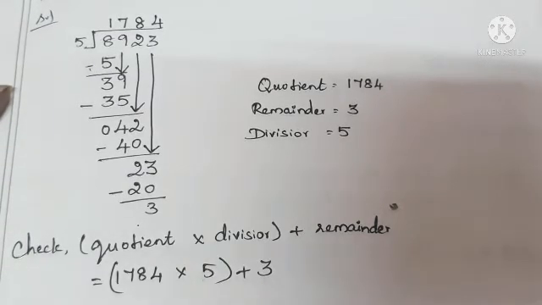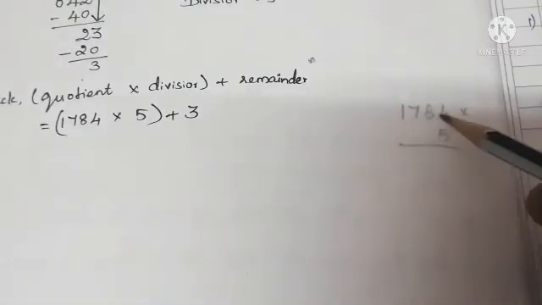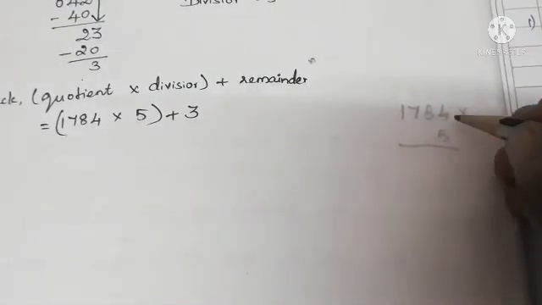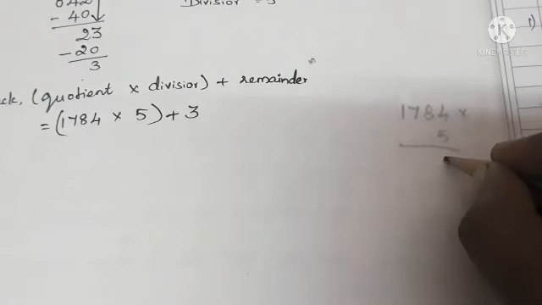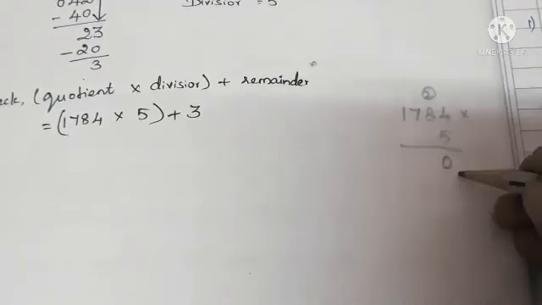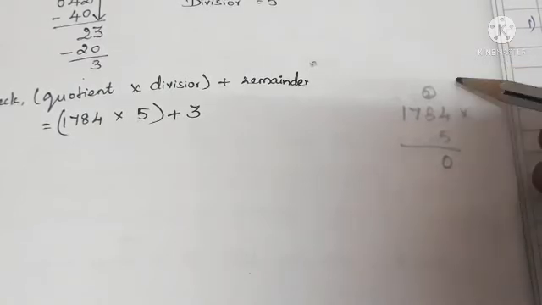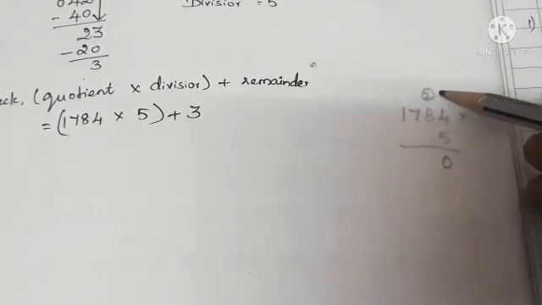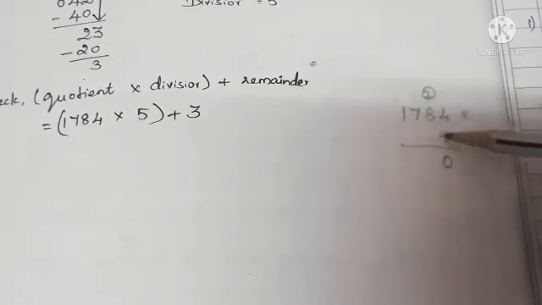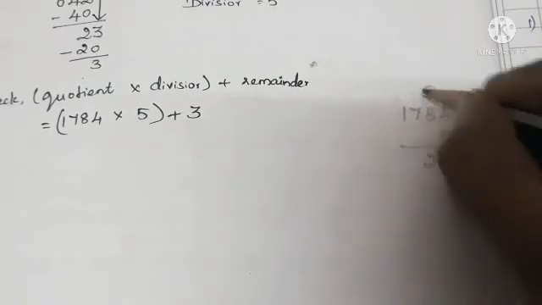Now we have to multiply these two values first. So we multiply the value by 5. 4 into 5 is 20, so we write 0 here and 2 is the balance. We write the balance in the next place value above. Next 8 into 5. 8 5s are 40 plus 2 is 42. 42 means we write 2 here and 4 is the balance.